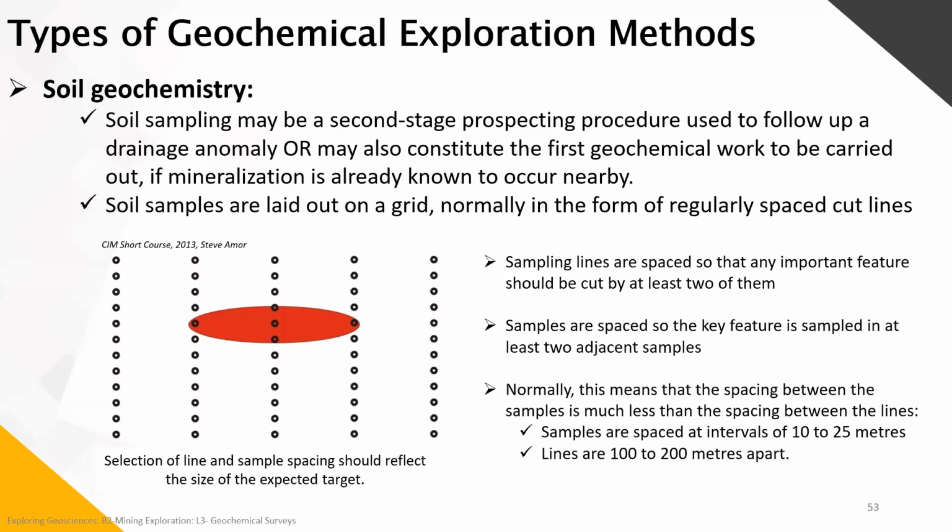Samples are spaced so the key feature is sampled in at least 2 adjacent samples. And normally this means that the spacing between the samples is much less than the spacing between the lines. So samples are spaced at intervals between 10 to 25 meters, while the lines are between 100 and 200 meters apart.